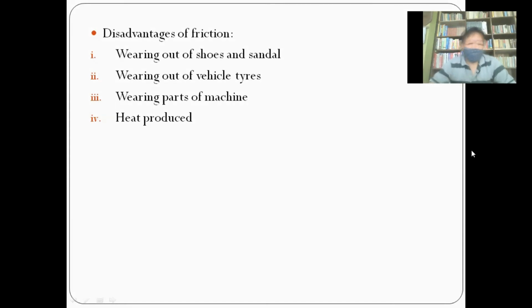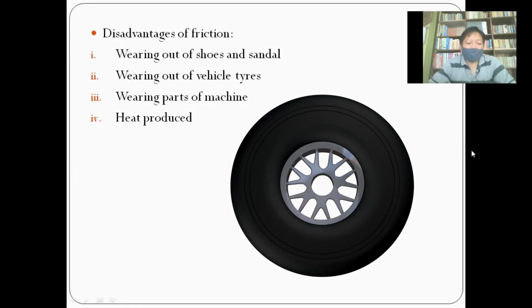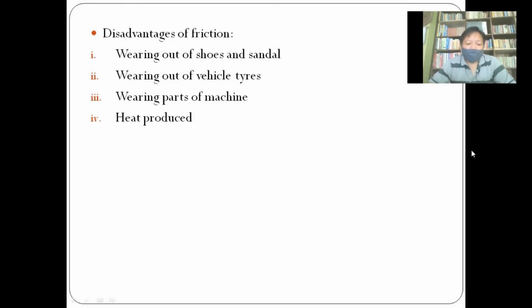And number two, wearing of vehicle tires. Tires of vehicles wear out due to constant contact with the road. The grip of the tire keeps wearing out and needs to be replaced periodically. And number three, wearing of parts of machines. Parts of machines also wear out when they constantly move against each other. And number four, friction produces heat. Friction produces heat which can accelerate the wearing of machines. This also results in energy waste and reduces the efficiency of machines.